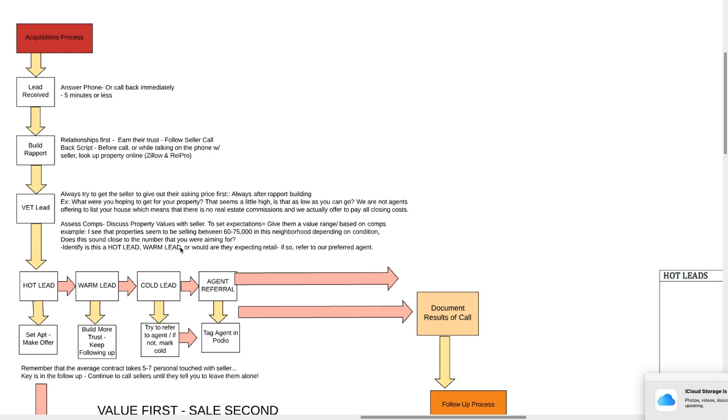And if they don't give us their price offhand, we want to give them an area based on those comps. So we're saying, I see properties seem to be selling between 60 to 75,000 in this neighborhood. And you're structuring that basis somewhere within your maximum allowable offer, right? Depending on condition, does this sound like it's close to the number that you're aiming for? And if they say yes, then that's great. Let's set an appointment, really make that appointment go through, and let's try to get a contract written up.